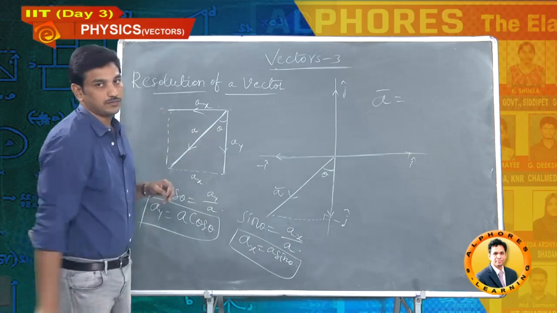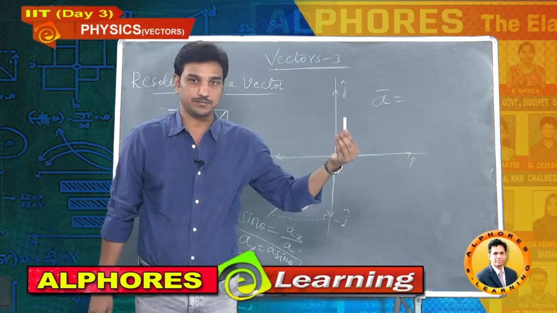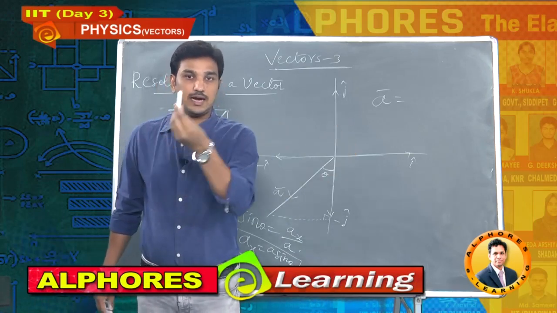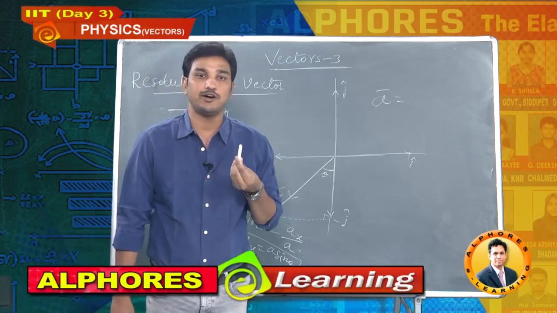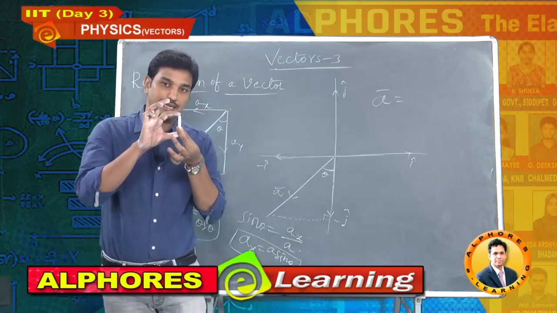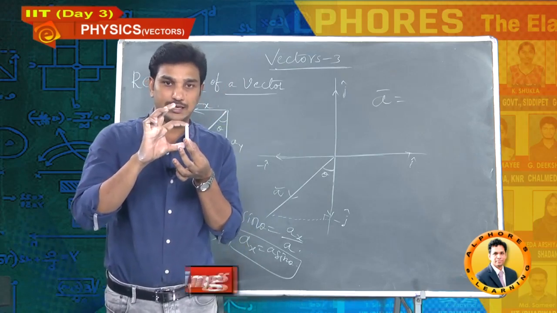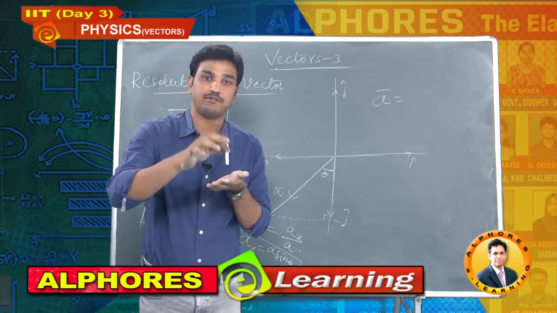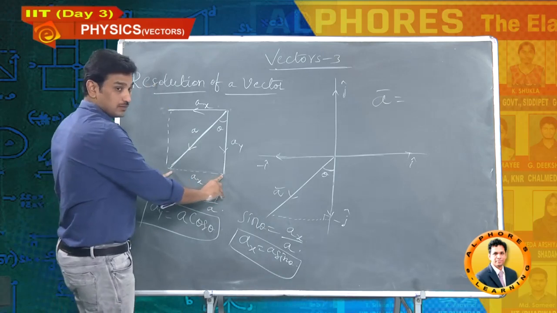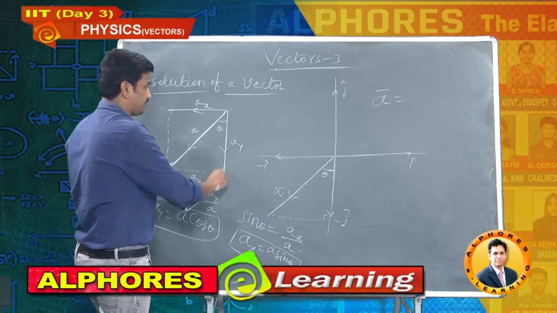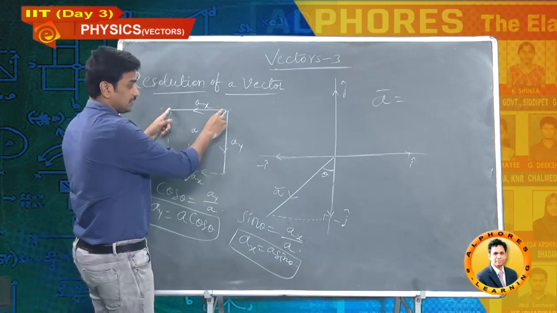Both are parallel shifting. See here, this is a chalk piece. The same chalk piece I can place here, here, and here. It is parallel shifting. What is the meaning of parallel shifting? Without changing the length of the chalk piece and without changing its direction, you can place a vector anywhere in space. That's called parallel shifting.